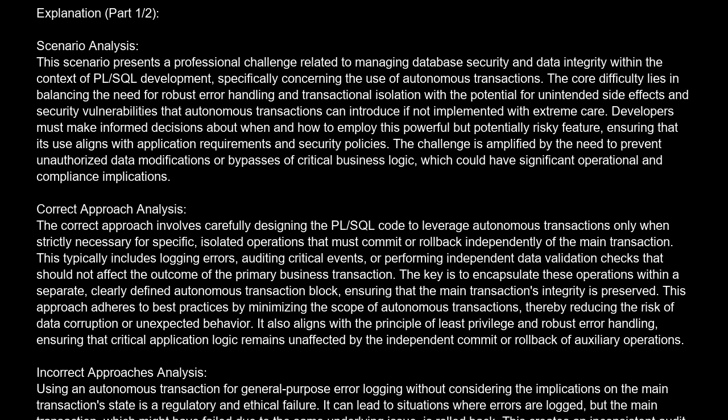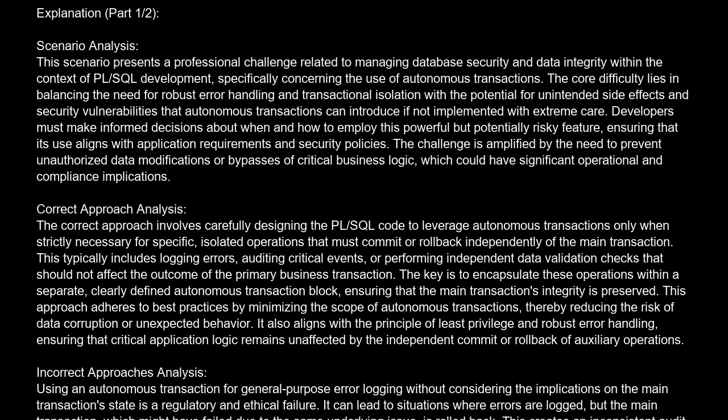Incorrect approaches analysis. Using an autonomous transaction for general-purpose error logging without considering the implications on the main transaction state is a regulatory and ethical failure. It can lead to situations where errors are logged, but the main transaction, which might have failed due to the same underlying issue, is rolled back. This creates an inconsistent audit trail and can mask critical failures, violating data integrity and auditability requirements.